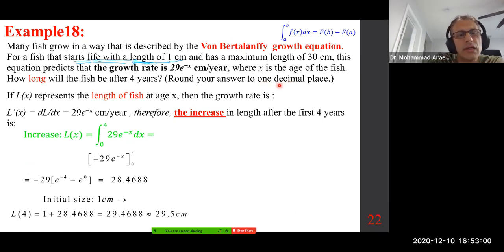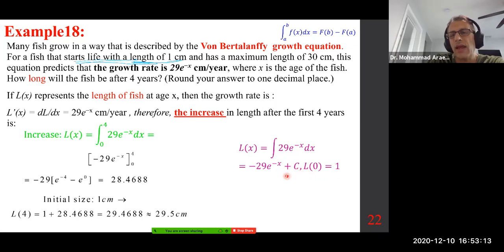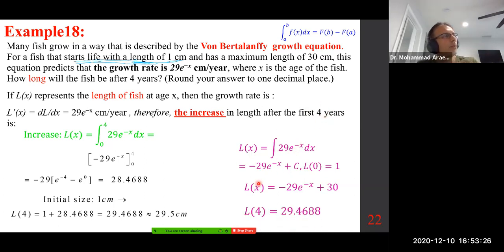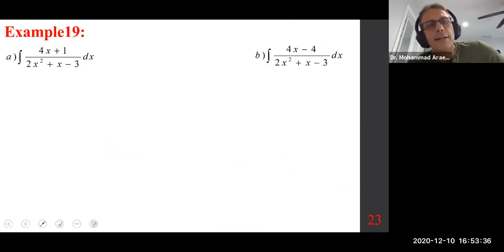The second method is when we come this far, we can say capital L of x is this one plus a constant, okay? And the initial value L of 0 is 1. If you plug in and evaluate it, you can come up with the C. And what do we want now? L of 4. The advantage of that is, if we want L of anything else, we just plug in. So L of 10, L of 15, so on and so forth.